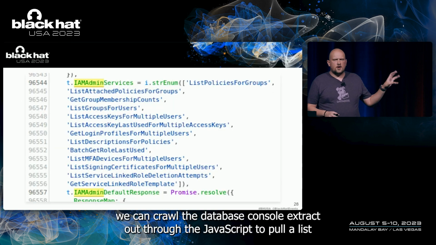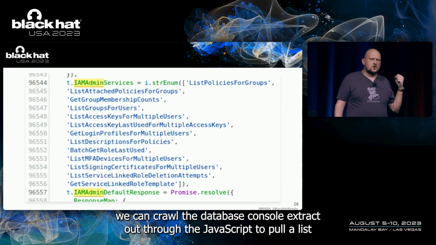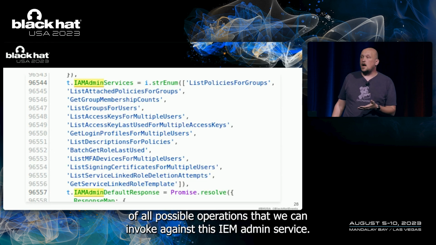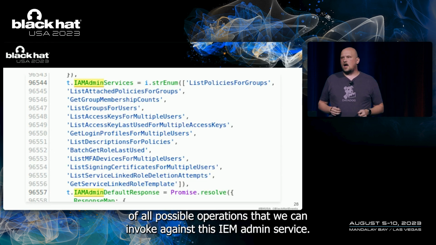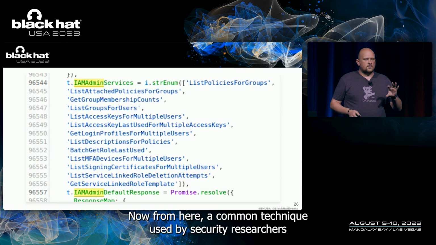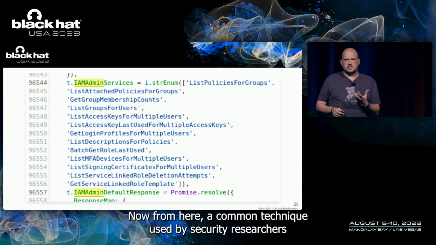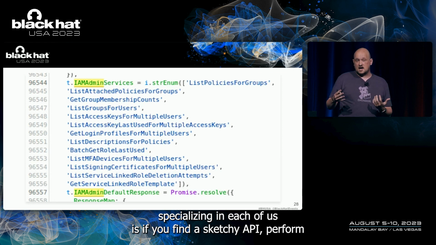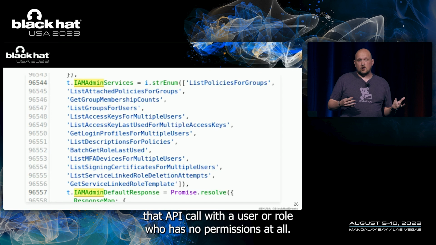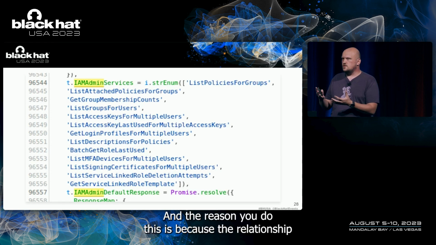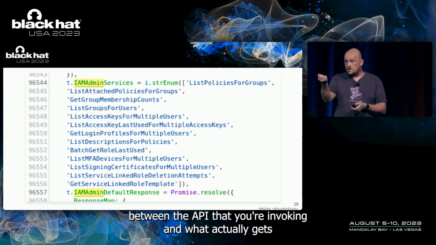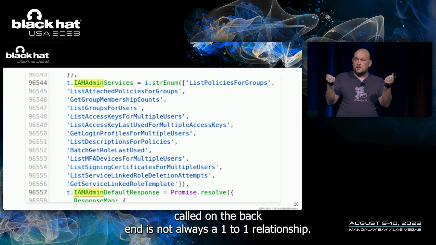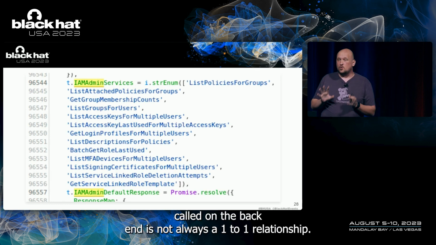Now again, we can crawl the AWS console, extract out through the JavaScript to pull a list of all possible operations that we can invoke against this IAM admin service. Now, from here, a common technique used by security researchers specializing in AWS is if you find a sketchy API, perform that API call with a user or role who has no permissions at all. And the reason you do this is because the relationship between the API that you're invoking and what actually gets called on the back end is not always a one-to-one relationship.